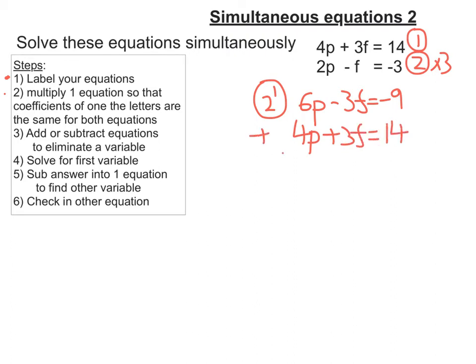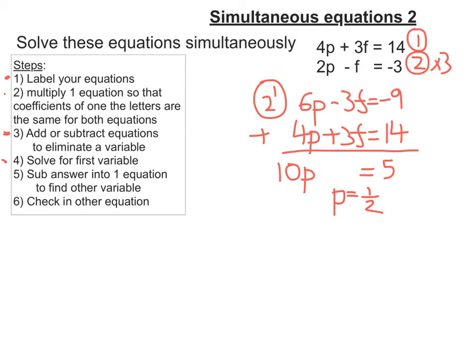Now let's add them. 6p plus 4p is 10p. Negative 3f plus 3f is 0f, so it's been eliminated. Negative 9 plus 14 is 5. Divide both sides by 10, we get p is equal to a half. That's great. So we've now done the first 4 steps.